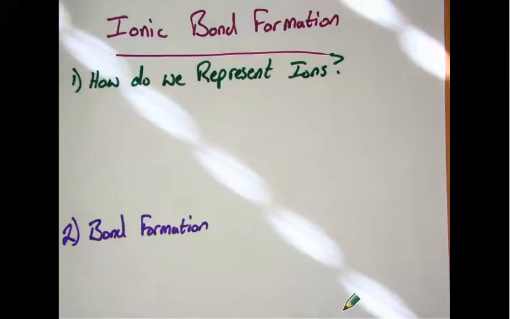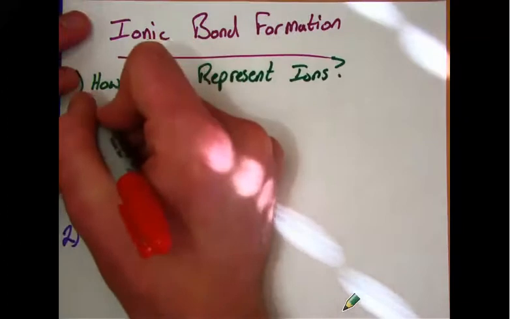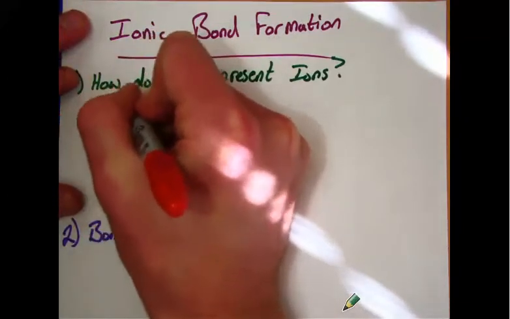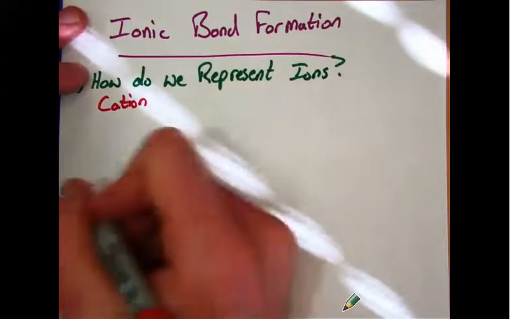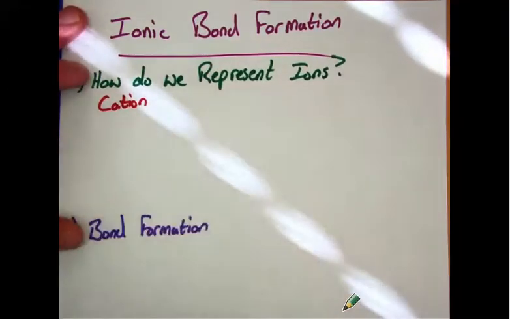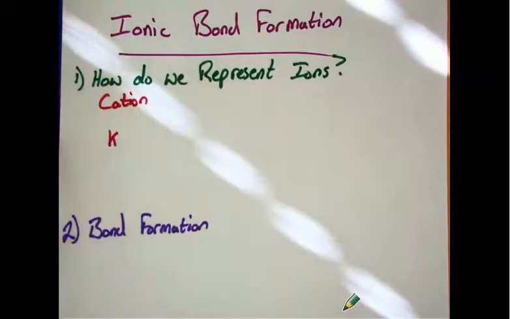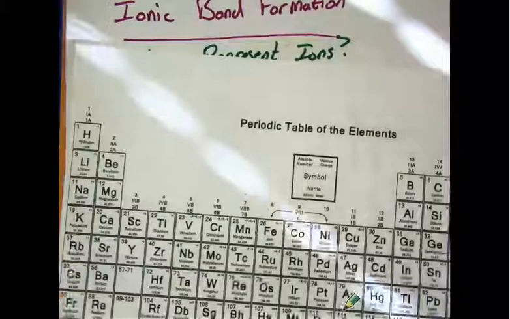First, there are two different types of ions. The first one is our positive ion, the cation. Cations are when atoms lose electrons and have more protons than electrons. So our example is going to be potassium. Now, let's take a peek at the periodic table. Potassium is in the first column right here.